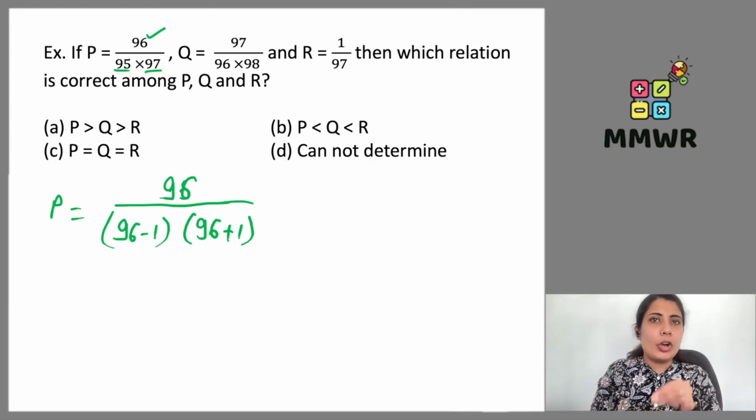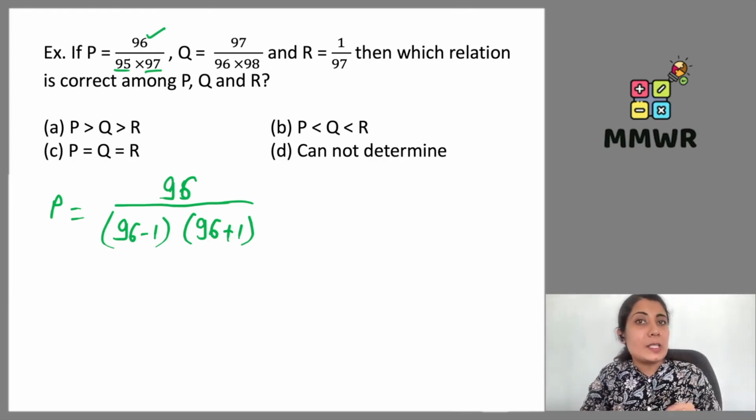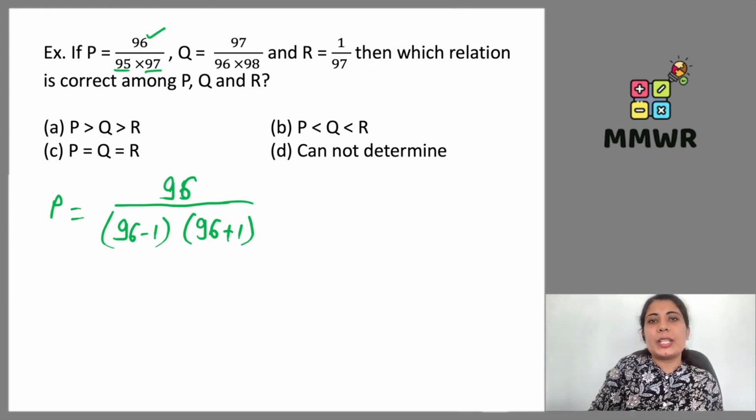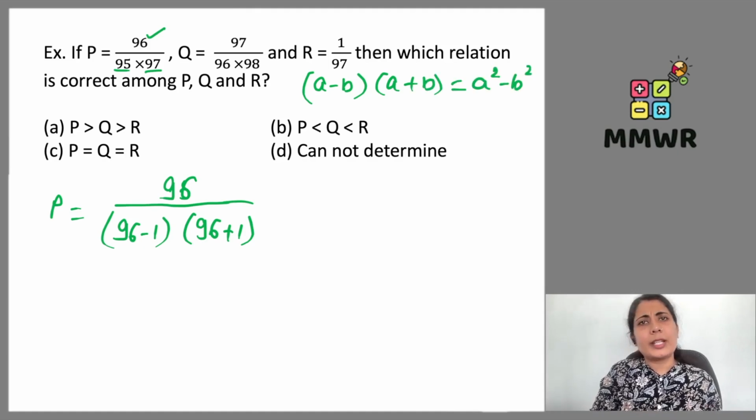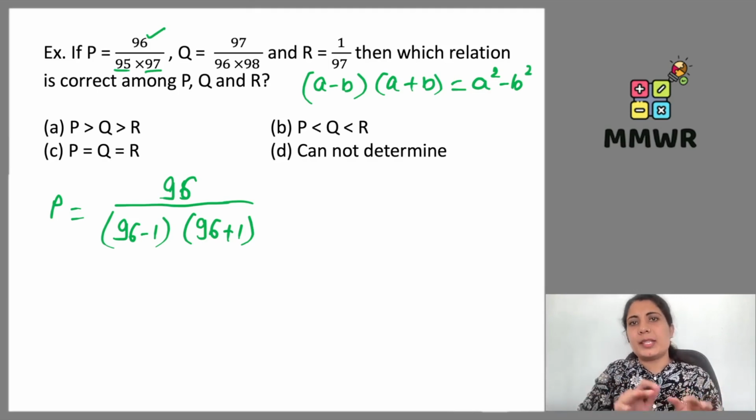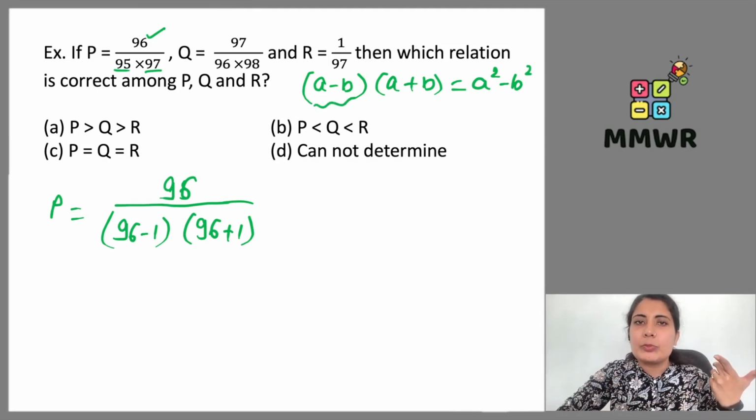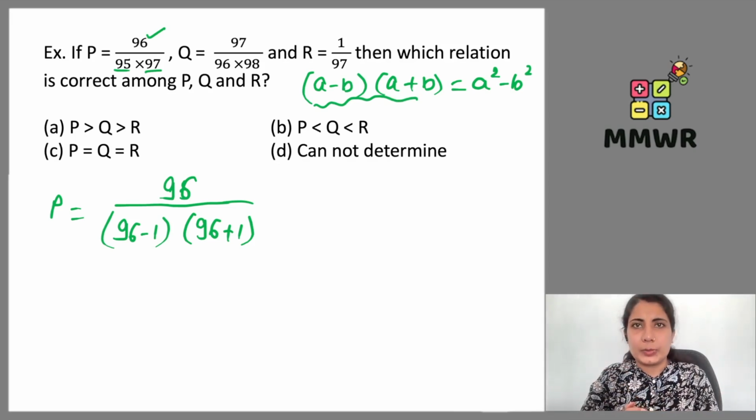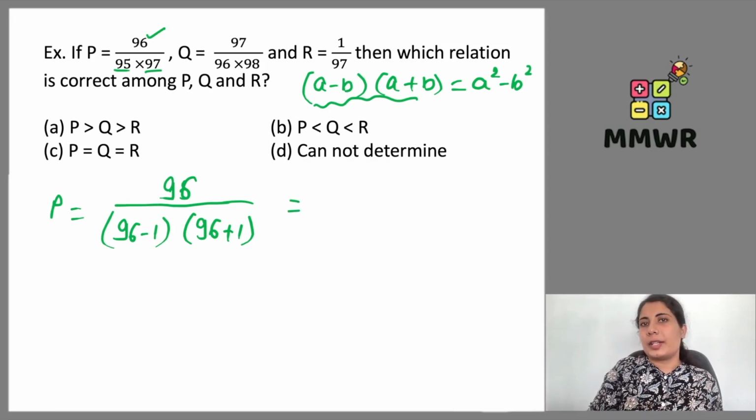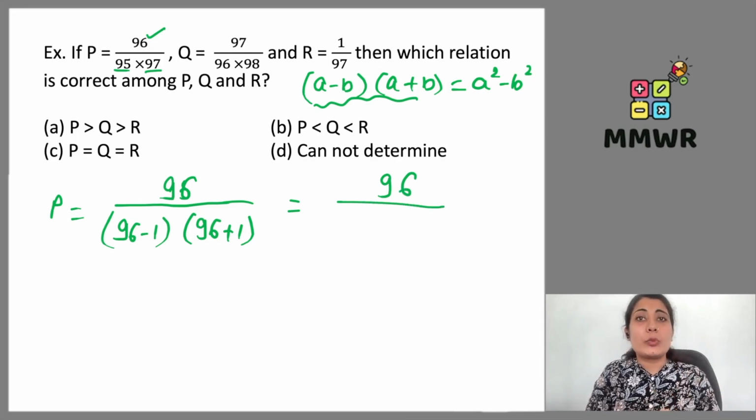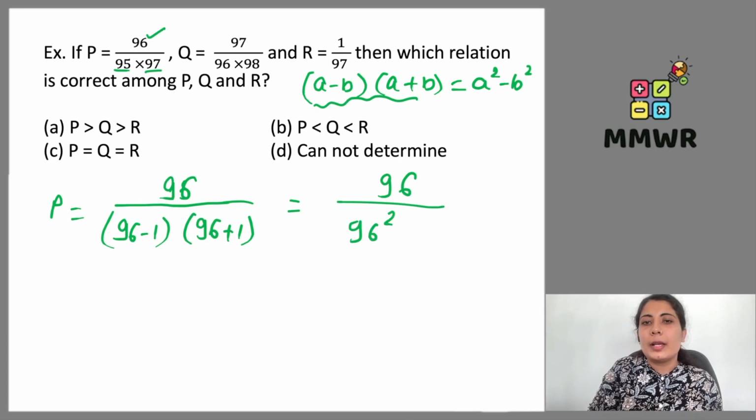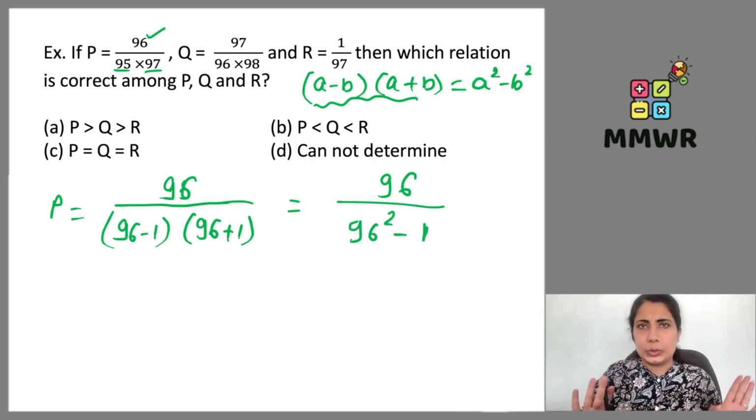And here this denominator, which is 96 minus 1, 96 plus 1, is exactly matching the identity a minus b multiplied by a plus b, which gives me a square minus b square. The identities are reversible. That means if we are able to get the arrangement like this, we can write it into the right side arrangement. If in the question itself it looks like the right side arrangement, you can rewrite it as the left side arrangement. So 96 upon 96 minus 1, 96 plus 1 is going to give me 96 square minus 1 square, which is 1 only.